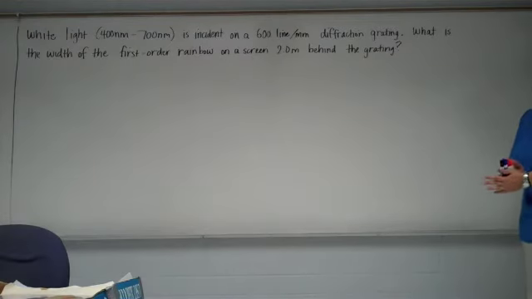White light, so meaning visible light, remember visible light is between 400 and 700 nanometers. So our white light is incident on a 600 line per millimeter diffraction grating. What is the width of the first order rainbow on a screen 2 meters behind the grating?